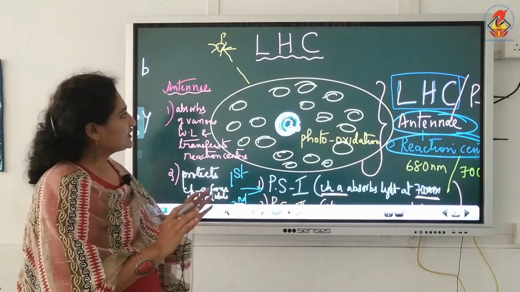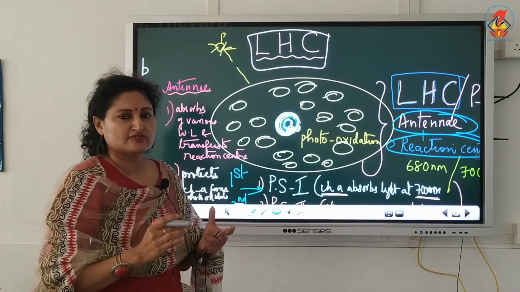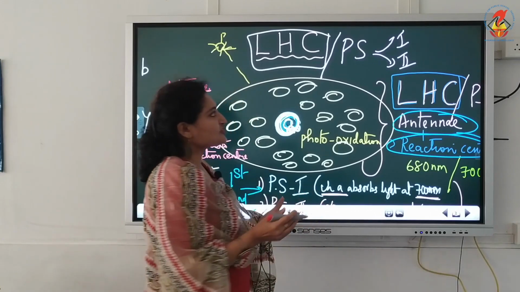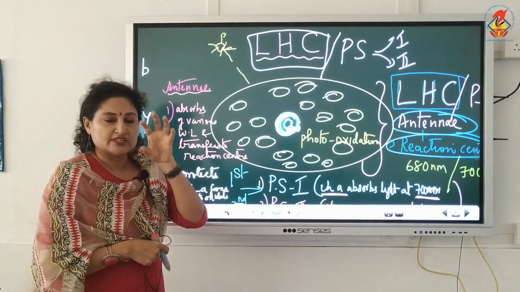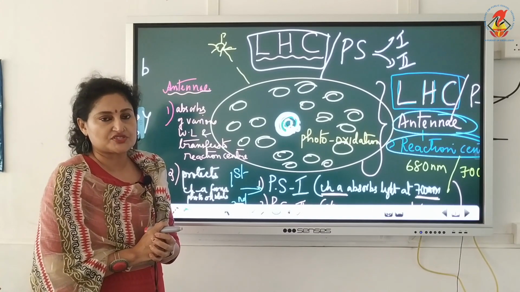So with this, light harvesting complex is complete. Very briefly, I will give an overview of the light harvesting complex of photosystem. There are two photosystems, photosystem 1 and photosystem 2. The basic difference between photosystem 1 and photosystem 2 is with respect to the center placed chlorophyll, that is chlorophyll A, which serves as the reaction center.